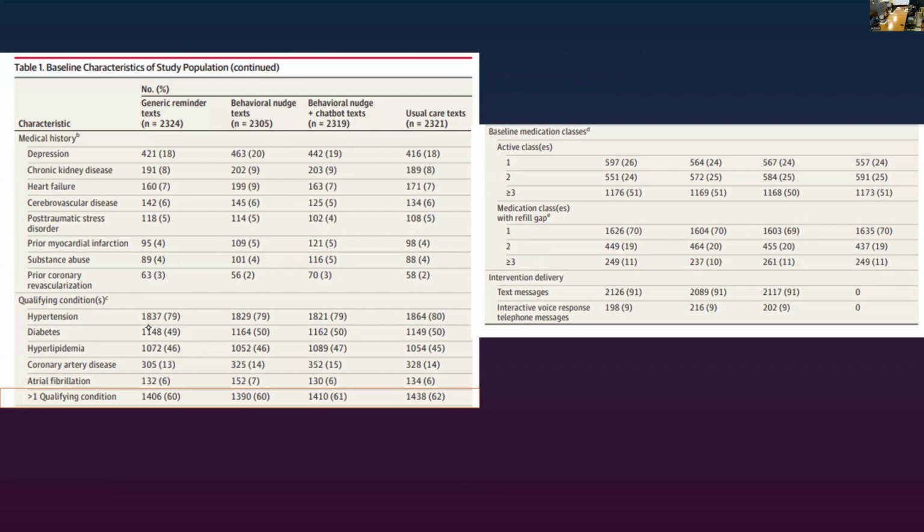The other thing is the number of qualifying conditions. Around 60% have more than one qualifying condition. They included patients who had substance abuse, depression, and those who had multiple active classes or groups. And the majority, as you can see, required the text message, and only 9% required the interactive voice response. Probably in ours, it would be slightly higher.